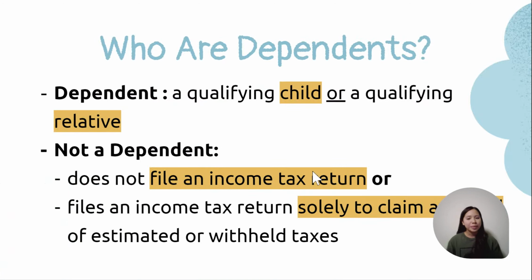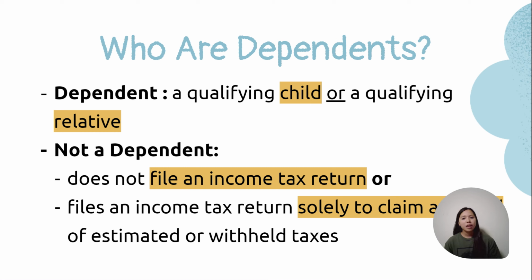So, who are dependents? A dependent is a person who qualifies as either a qualifying child or a qualifying relative. Why you would need to identify dependents is that when a taxpayer is able to claim dependents, they're able to claim certain credits or refunds that would give them more money back on their tax return. What's not a dependent is a person who does not file an income tax return or files an income tax return solely to claim a refund of estimated or withheld taxes. We'll get more into that later.